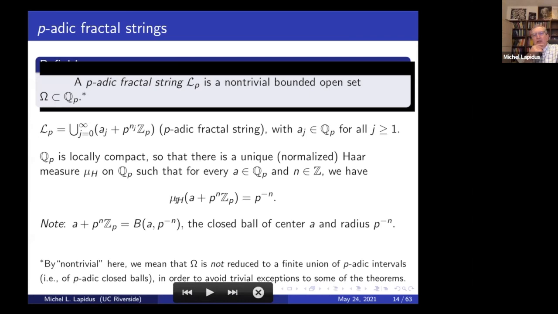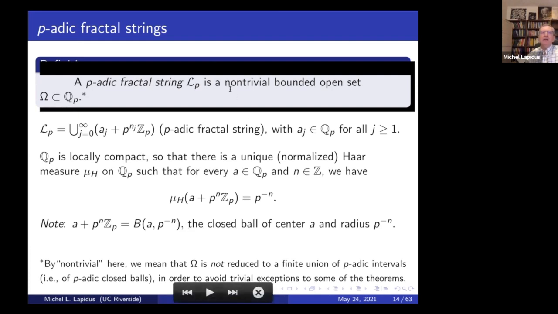So mu_h of a plus p to the n Zp is p to the minus n for any n in Z, Z being the set of integers, the usual set of positive, negative, or 0 integers. And again, a plus p to the n Zp is simply the ball of center a and radius p to the minus n in Qp, equipped with its usual p-adic absolute value.